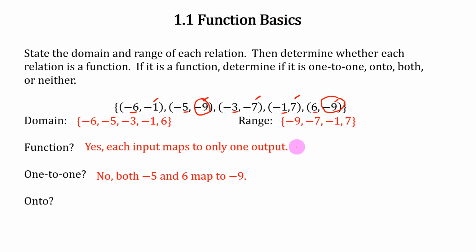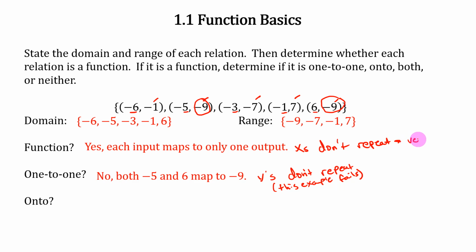If you remember this, the x's don't repeat. Here, the y's, to be one-to-one, don't repeat. This one fails that. This example fails. So here we would do a vertical line test, which I'm sure you've done before. You put a vertical line on it and see if it crosses more than once. Well, here we're going to do a horizontal line test.